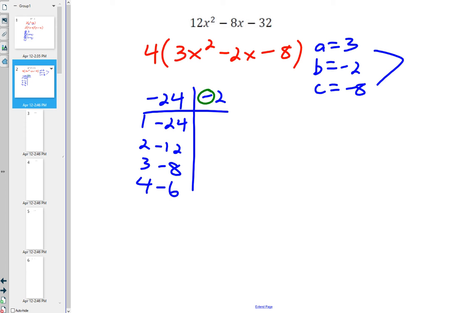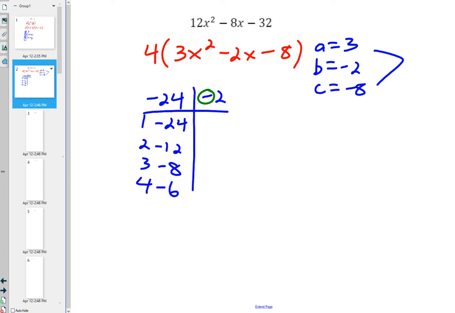But what I don't know is, do I need to also make the smaller number negative? Well, if I'm multiplying to get a negative, what has to be true? Yeah, one has to be positive, one has to be negative. And guess what? I already have that. I already have one positive and one negative, so I don't want to change anything else. I'm going to leave it like that.